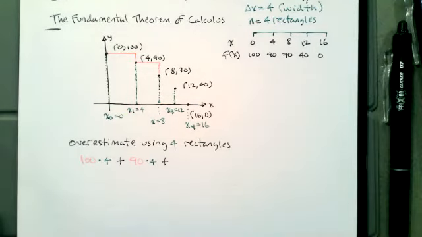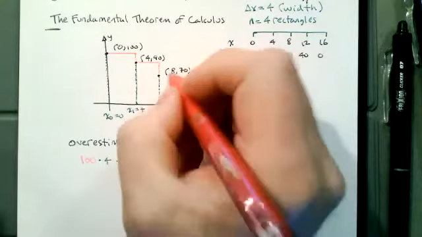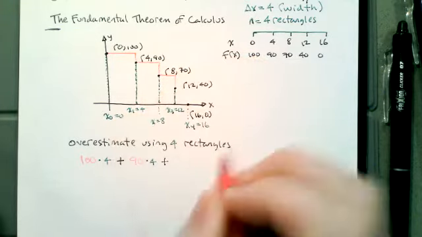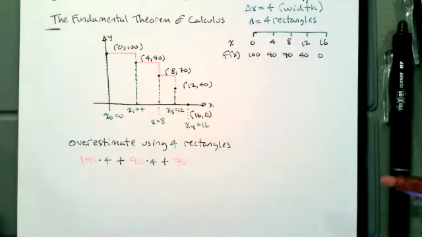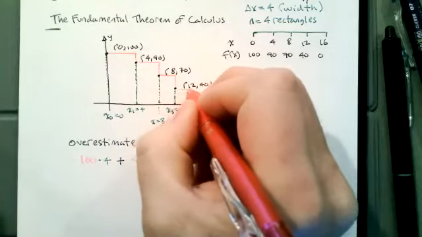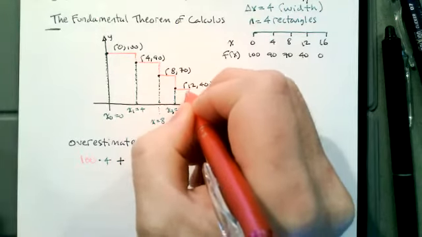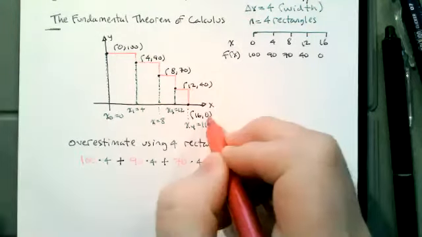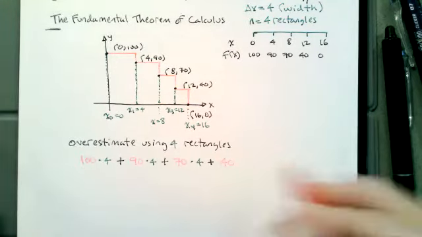And then my next rectangle. I can either use 70 or I can use 40. And I'm going for an overestimate, so I'm going to use the largest value that we saw. So I'm going to say 70 times the width, which is 4. And finally, for the fourth rectangle, I can use 12 or I can use 0. And I'm going for an overestimate, so I'm going to use the 12. Isn't it 40? Oh, sorry, 40. I can use 40 or I can use 0. And I'm going for an overestimate, so I'm going to use a 40.